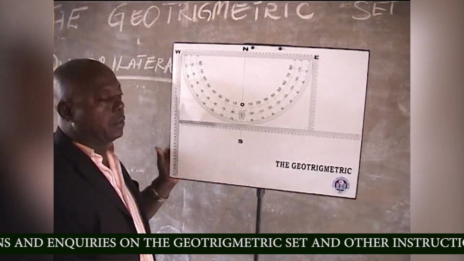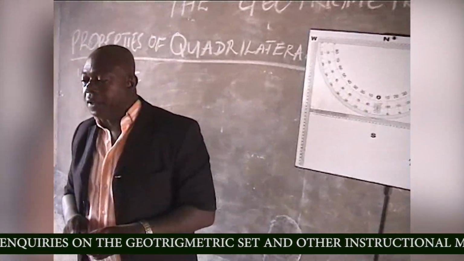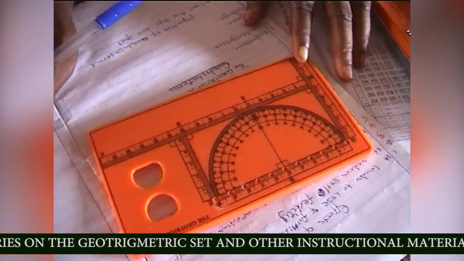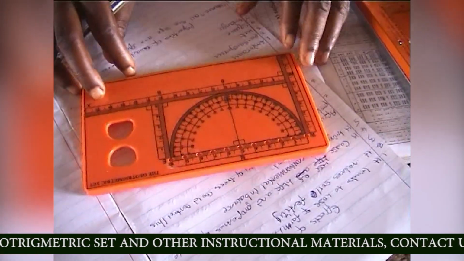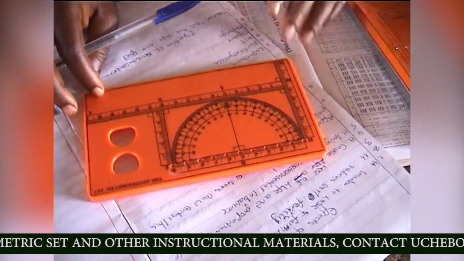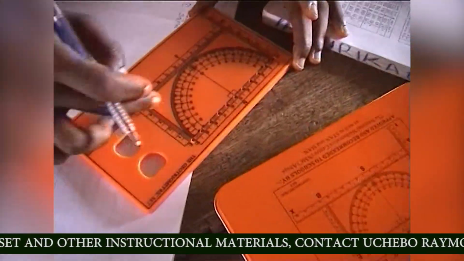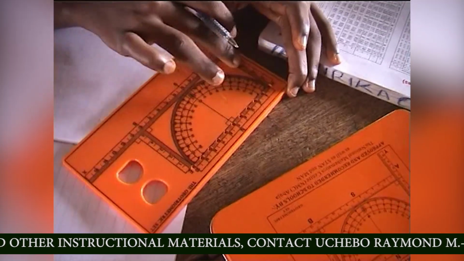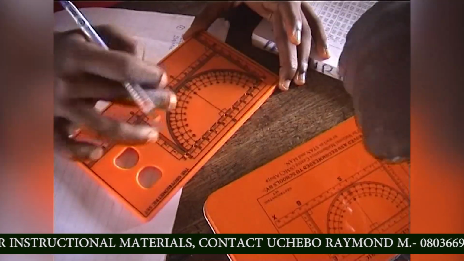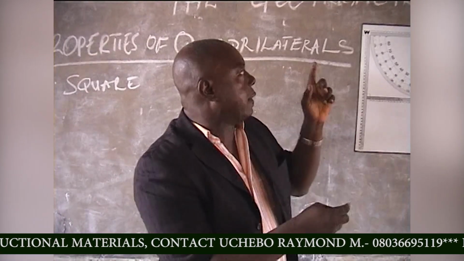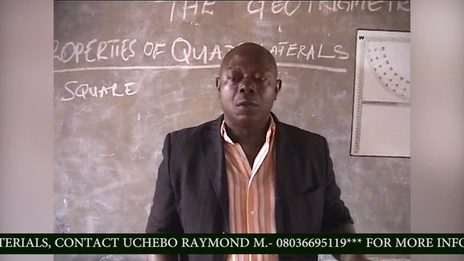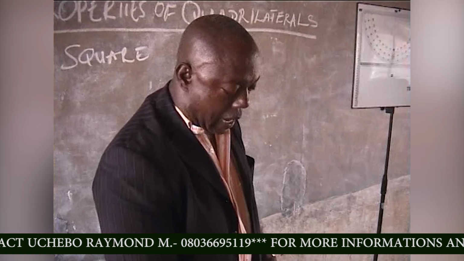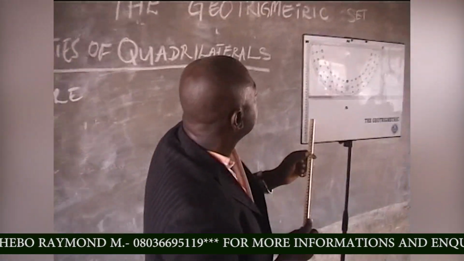This one is parallel to this. Let me see the ones that are parallel on yours. Parallel with which one? Very good. Show me. Very good. This one is parallel to this. This one is parallel to this. We have seen that all the sides are equal and opposite sides are parallel. What other property does a square have? It has 4 lines of symmetry. We are going to see the lines of symmetry.